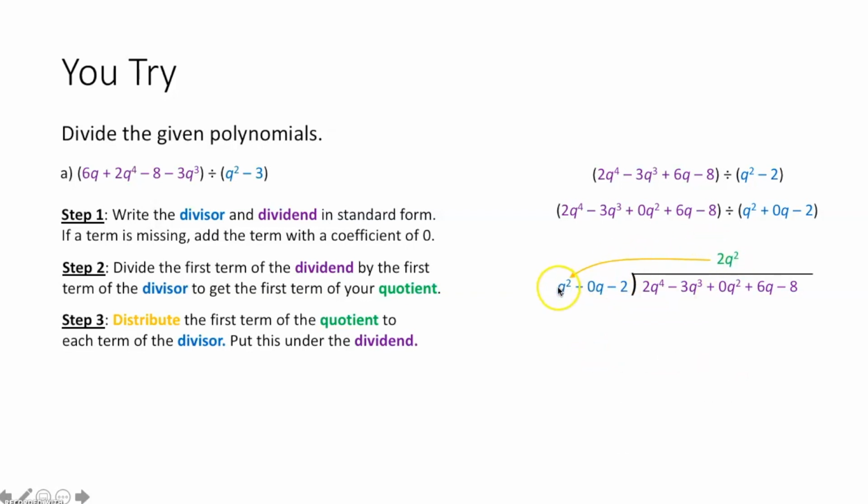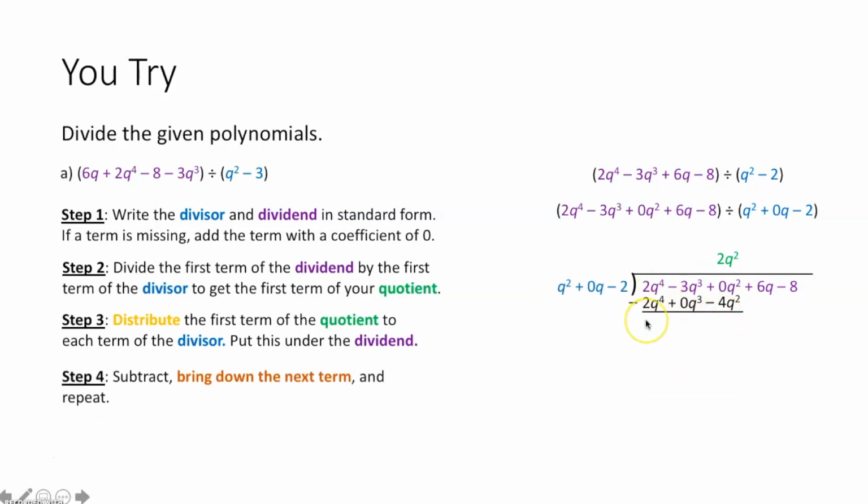What's 2q to the 2nd times q to the 2nd? That's 2q to the 4th. That's why we did it. These are going to cancel each other out. Keep going. 2q to the 2nd times 0q is going to be 0q to the 3rd. Then 2q to the 2nd times negative 2 is going to be negative 4q to the 2nd. Okay, now we subtract. These are going to cancel each other out.